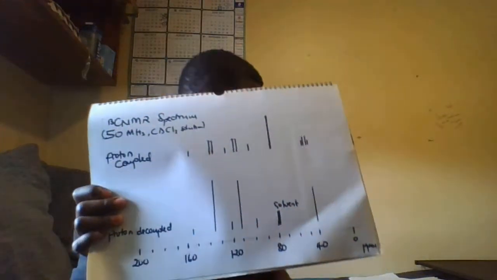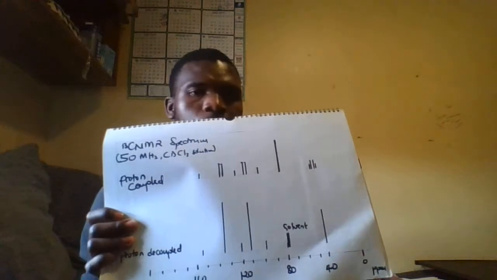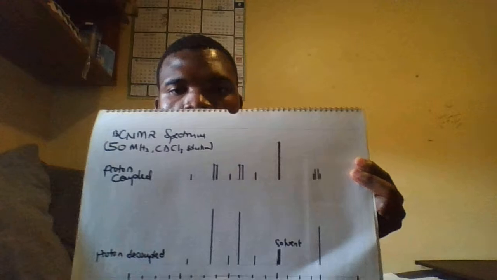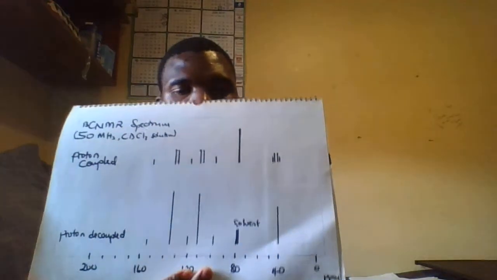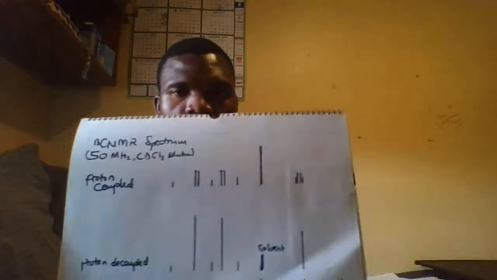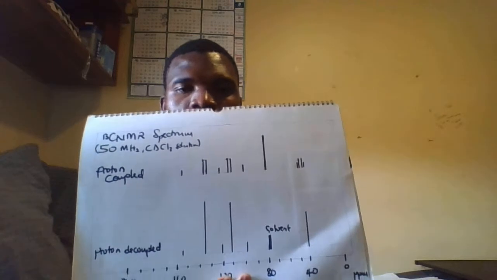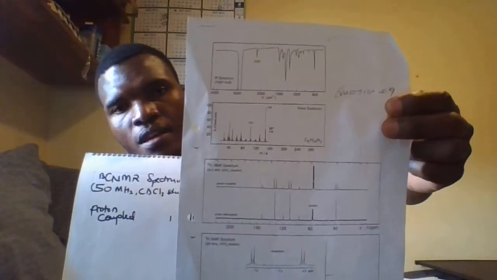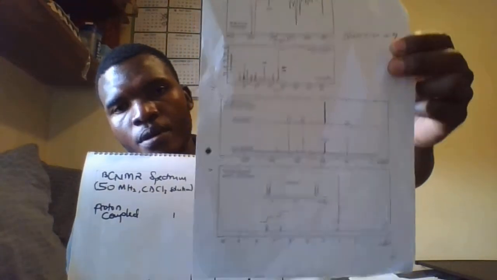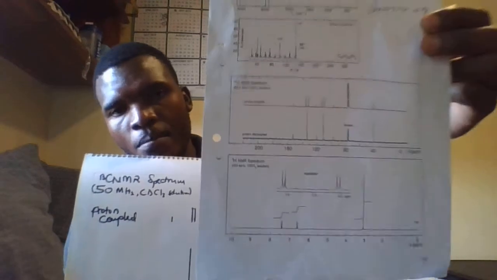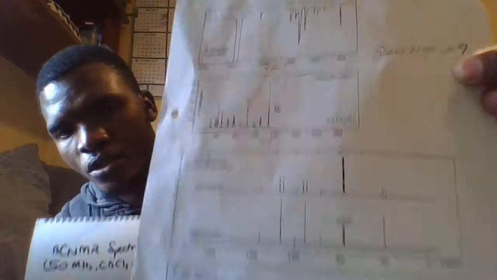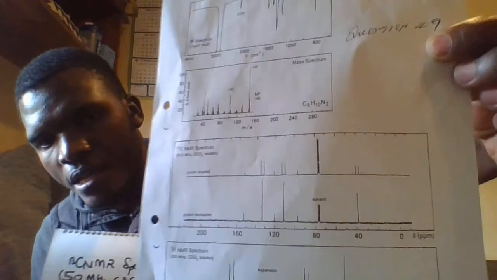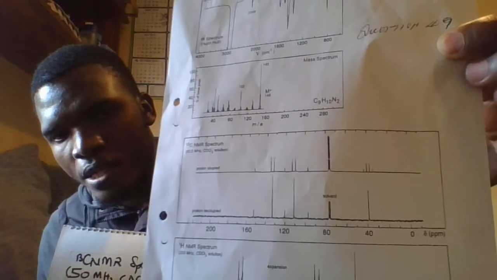Okay, welcome back as we continue with the interpretation of the molecule C9H10N2. So we are now dealing with the carbon NMR. As you can see, this is the question. Number 3 from the top is the carbon NMR. I'm just going to try to bring it close. As you can see, we do have about 6 peaks there.